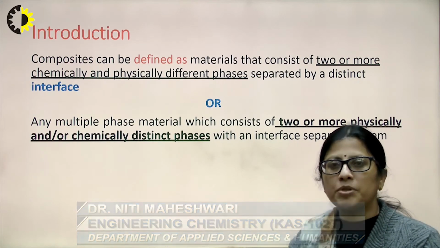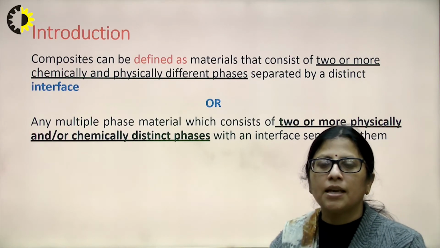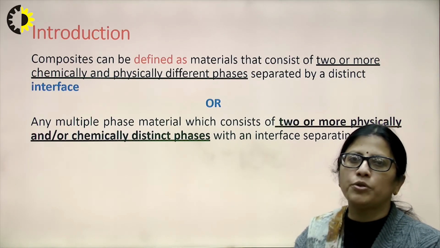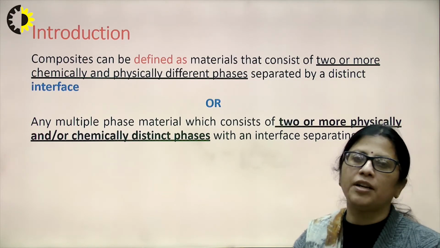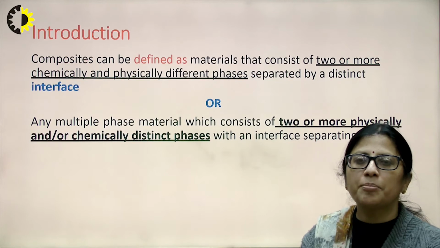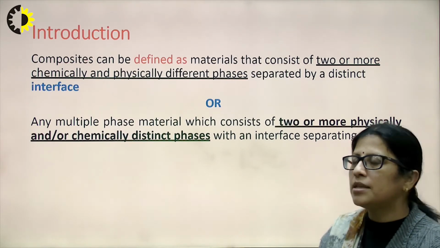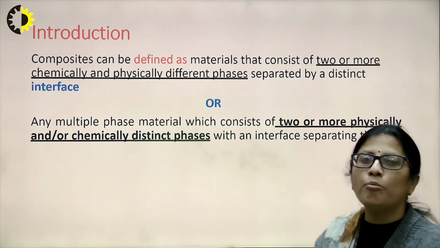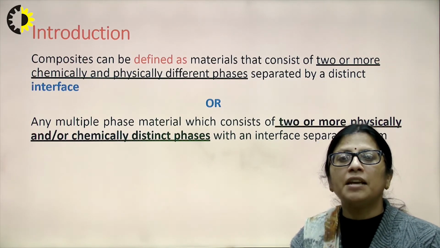Now, these composites can be defined as the materials that consist of two or more chemically and physically different phases, which are separated by a distinct interface. So, composites are generally made up of two or more materials, and they are physically and chemically distinct.